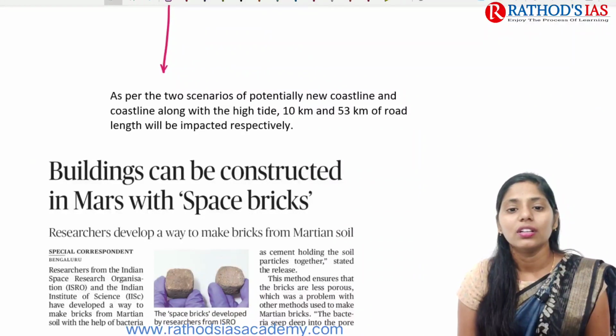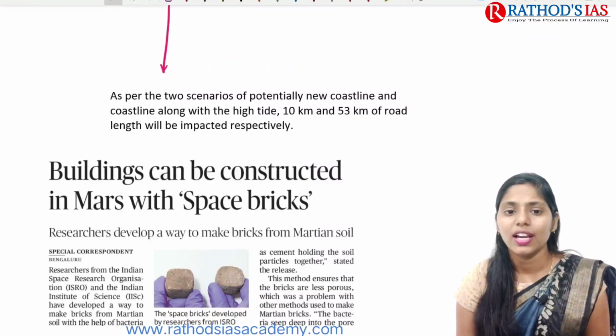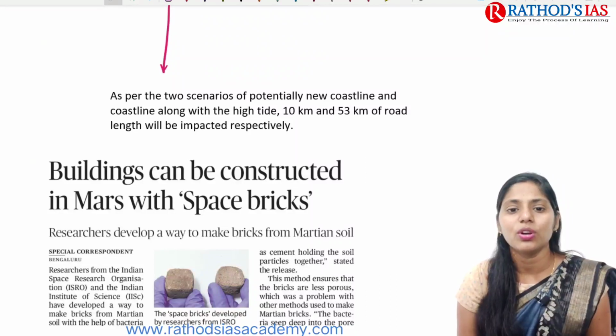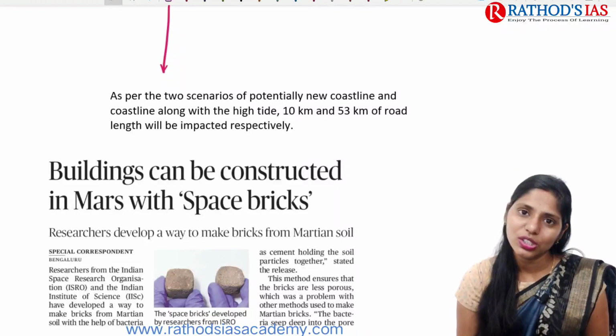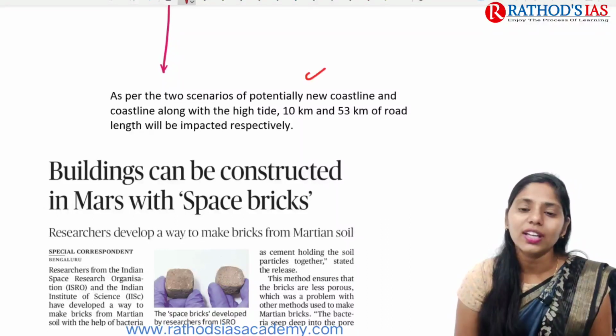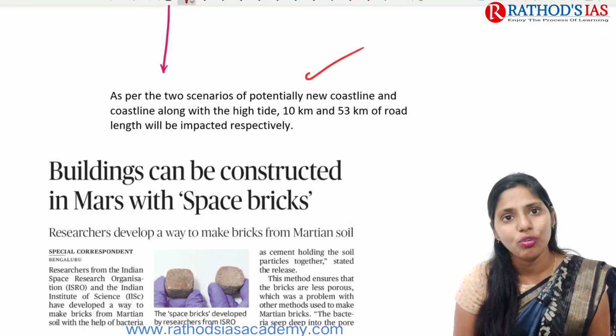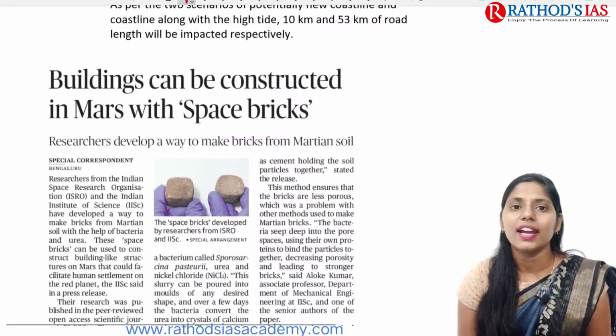Because of the increasing sea level, 10 kilometers of road length is impacted, and because of high tide, 53 kilometers of road length will be impacted. So this is about this topic, and let me also give some suggestions on the way forward to tackle this problem. Okay, so now let us see the next topic.